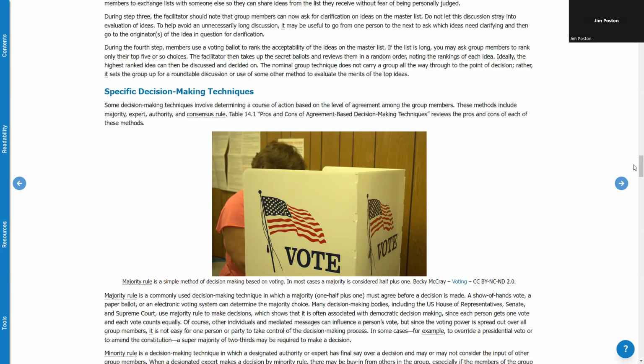The nominal group technique does not carry a group all the way through to the point of decision. Rather, it sets the group up for a roundtable discussion or use of some other method to evaluate the merits of the top ideas.